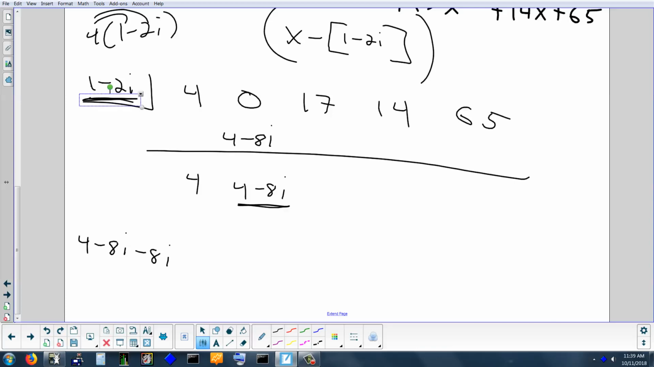And what's negative 2i times negative 8i? So negative 2i times negative 8i. Yep. 16i squared, and i squared is negative 1, so it's minus 16. So when I multiply these together, I get 4 minus 16, which is negative 12, negative 8 minus 8, negative 16i. And now add your columns. There's nothing to add with the i. How about 17 plus negative 12?